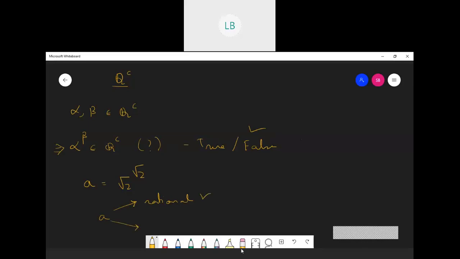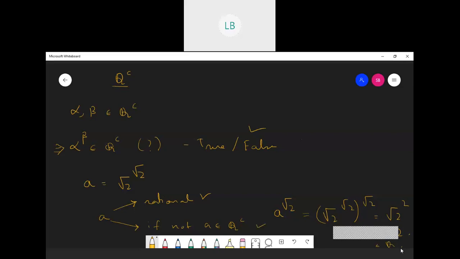Now, if not, then a is irrational, right? Then take a power root 2. So a power root 2 is of the form irrational power irrational, right? And what is it actually? This is root 2 power root 2 power root 2, that is root 2 squared, and that is 2. That is rational. So if a is irrational, then a power root 2, an irrational power irrational thing, is becoming a rational number. So in that case also we are coming up with a counter example.